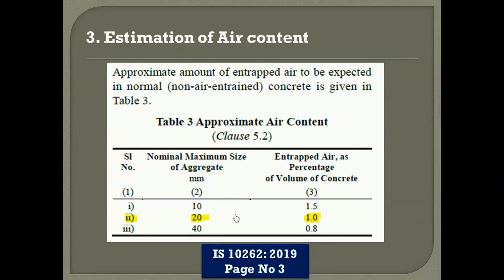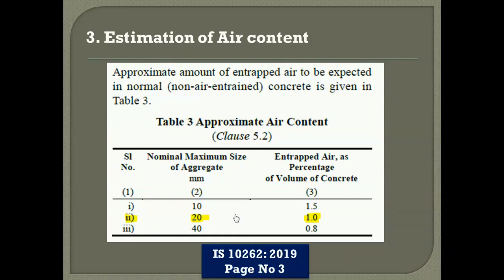As you all know, definitely at the time of mixing and at the time of transporting, before we go for compacting, some amount of air is going to be entrapped. So that entrapped air value, that is the air content value, also has to be approximately calculated at the beginning of the mix design only. For that we have Table number 3 in IS 10262 2019.